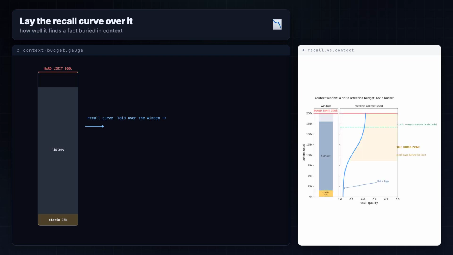Now lay the recall curve over it, how well the model actually finds and uses a fact buried in the context. You'd expect it to stay flat until the gauge is full. It doesn't. Watch the curve sag long before the gauge tops out. There's a zone, call it the dumb zone, where you're nowhere near the limit, but quality is already dropping because attention is spread too thin. This is the practical meaning of last episode's n squared.